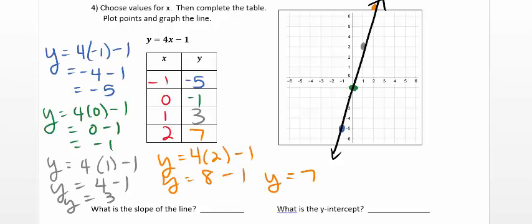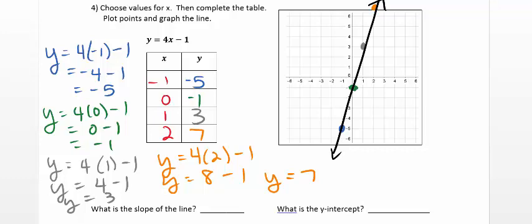So here's the answer for number 4. When we substitute in -1 for x, we get -5. Then we substitute in 0, we get -1. Substitute in 1, we get 3. Substitute 2, and we get 7. Plot those points, connect them, and we have the graph of our line.